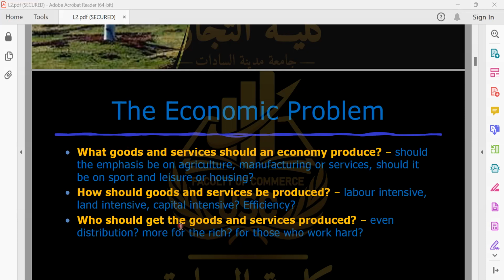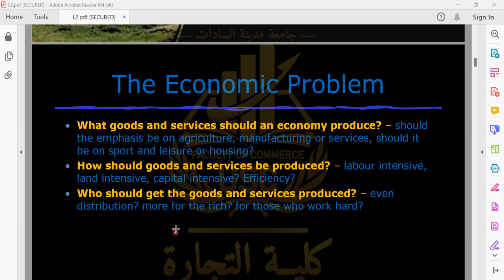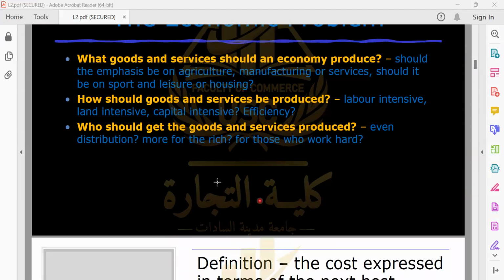Third, who should get the goods and services produced when we distribute them? Should we give them to the poor or to the rich? Should we give them to the people who are working hard, or to those who are not working, or who are unemployed?